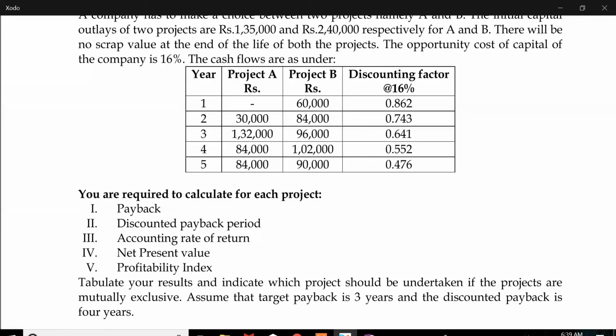Average investment equal to opening plus closing, in bracket salvage value, whole divided by 2.